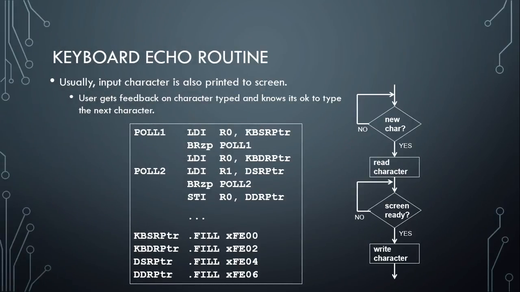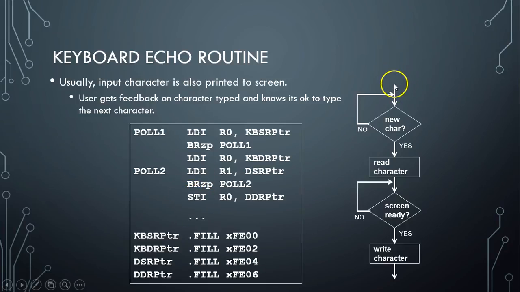Now, here's a keyboard echo routine. Usually your input character, so whatever the person types, is also printed to the screen. The user in turn gets feedback on the character typed and knows it's okay to type the next character. So in here you have a polling operation and a second polling operation. This is loading it, and this is printing that character back out.